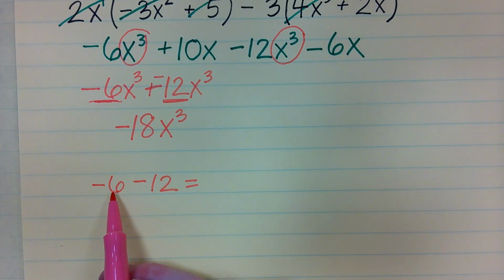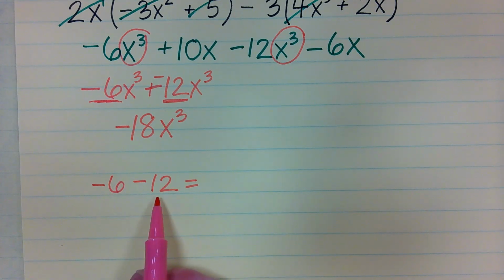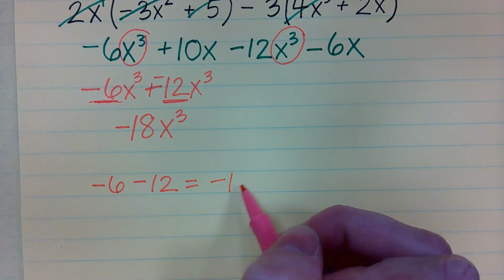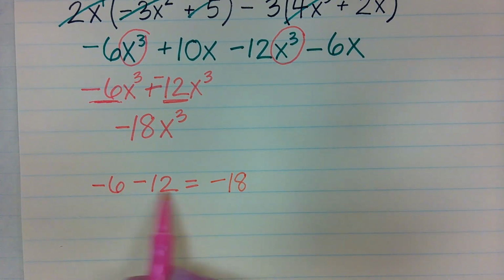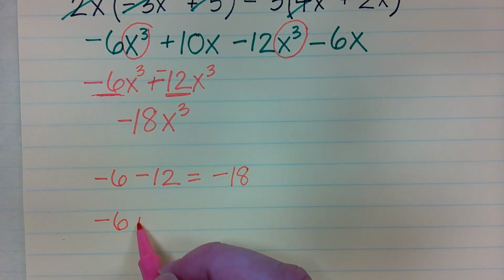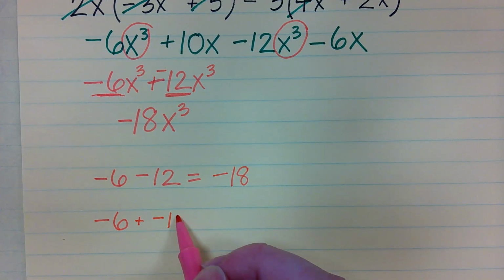So I started with negative 6. I'm taking 12 more away. We're just going to go further negative to that negative 18. Now, we can also think of it like this. This is where I came up with that plus: negative 6 plus negative 12.